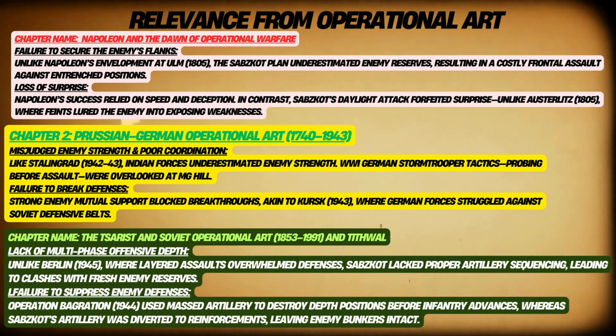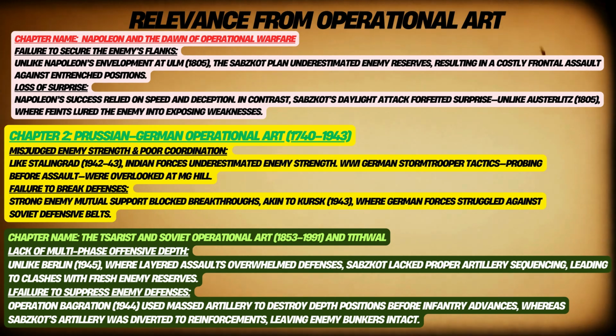Failure to break defenses. Strong enemy mutual support blocked breakthroughs, much like Kursk, 1943, where German forces struggled against Soviet defensive belts. Chapter 3. The Tsarist and Soviet Operational Art, 1853 to 1991, and Tithwal. Lack of multi-phase offensive depth. Unlike Berlin, 1945, where lead assaults overwhelmed defenses, Sapskot lacked proper artillery sequencing, allowing fresh enemy reserves to counterattack.